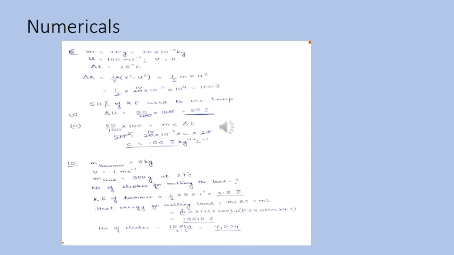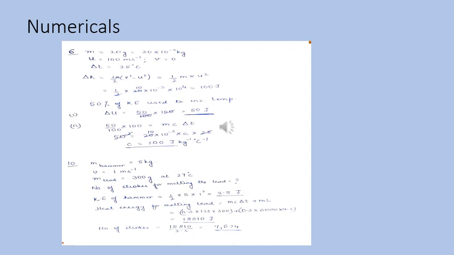Now heat energy for melting the lead is mc delta T plus mL. The melting point of lead is 327. So first the temperature rises from 27 to 327 and then it melts. So the change in temperature is 300 degrees. So when the change in temperature is there, heat energy required is mc delta T.